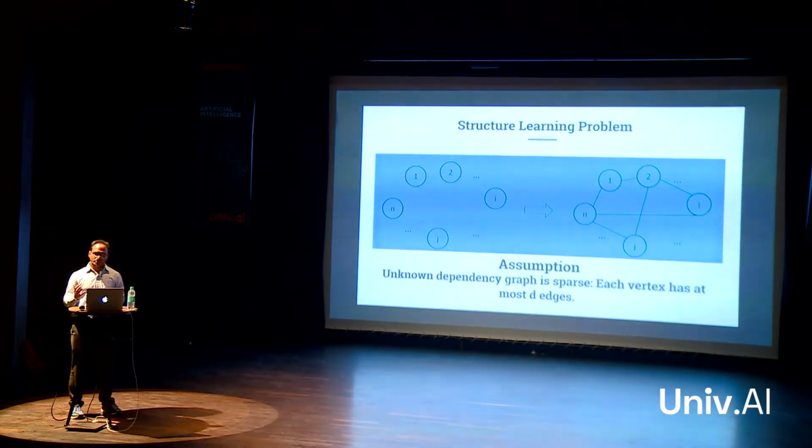So we will assume that the underlying dependency graph that we don't know, we are only seeing samples, we don't know what the graph looks like, and we are trying to infer it, is sparse. Sparse is a word that you see a lot in machine learning, and here it has a very precise meaning: each vertex we're going to assume is connected to only a few other vertices. It's both statistically meaningful and also makes the problem computationally tractable.